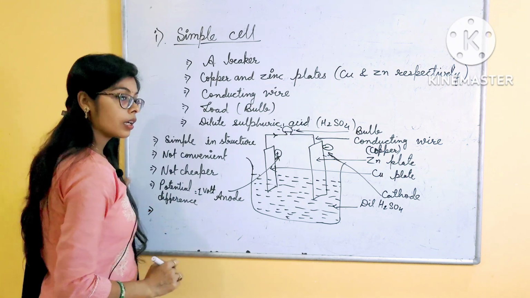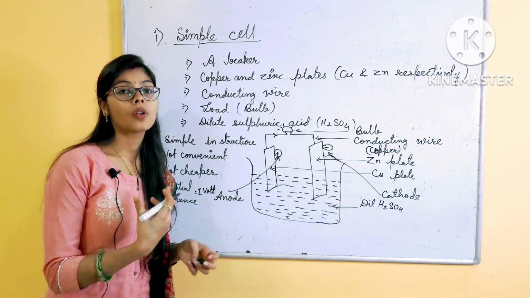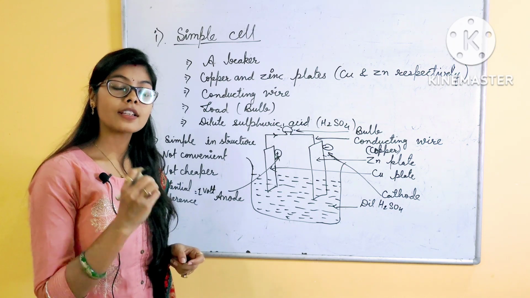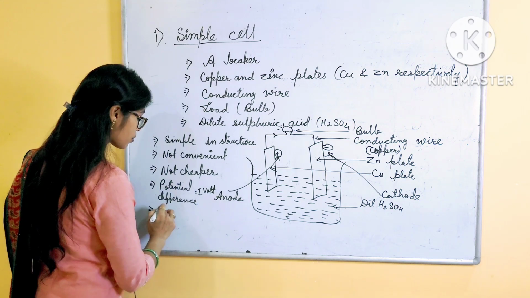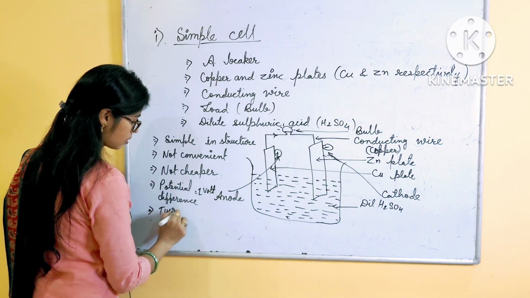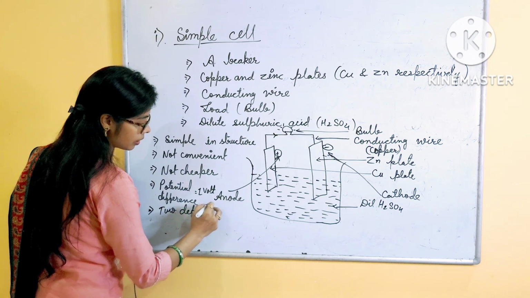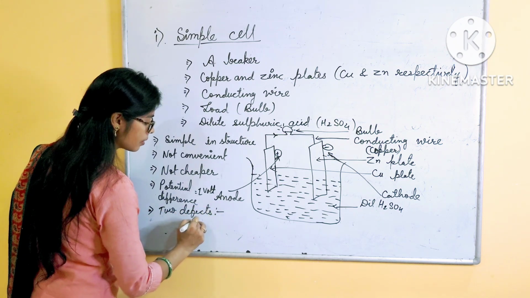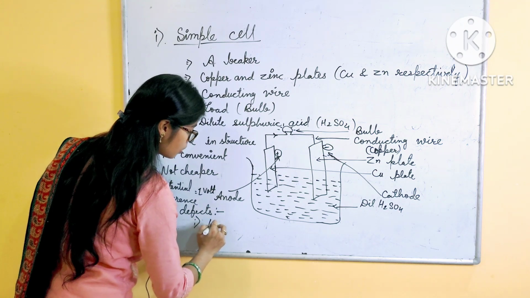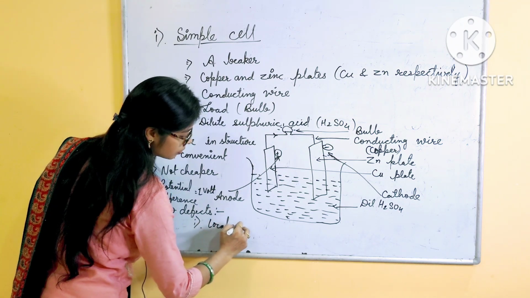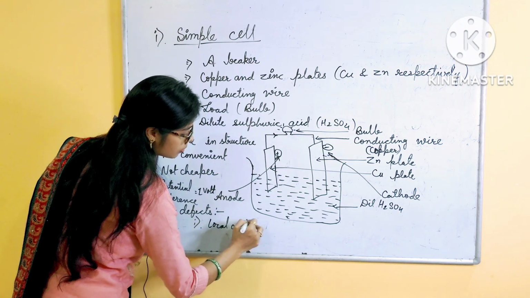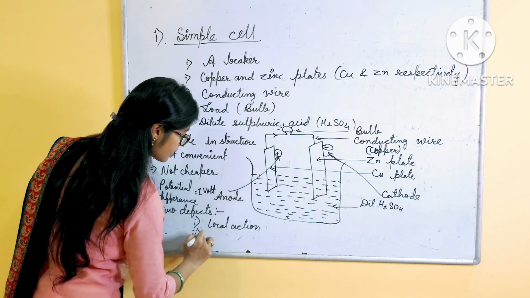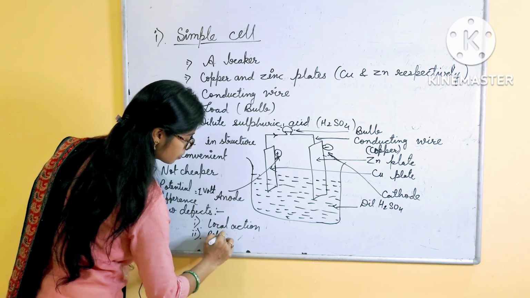Second, it cannot run for a long time because it has 2 defects. 2 main defects होते हैं इसमें. इसके 2 defects होते हैं, and that we considered as local action and second is polarization.